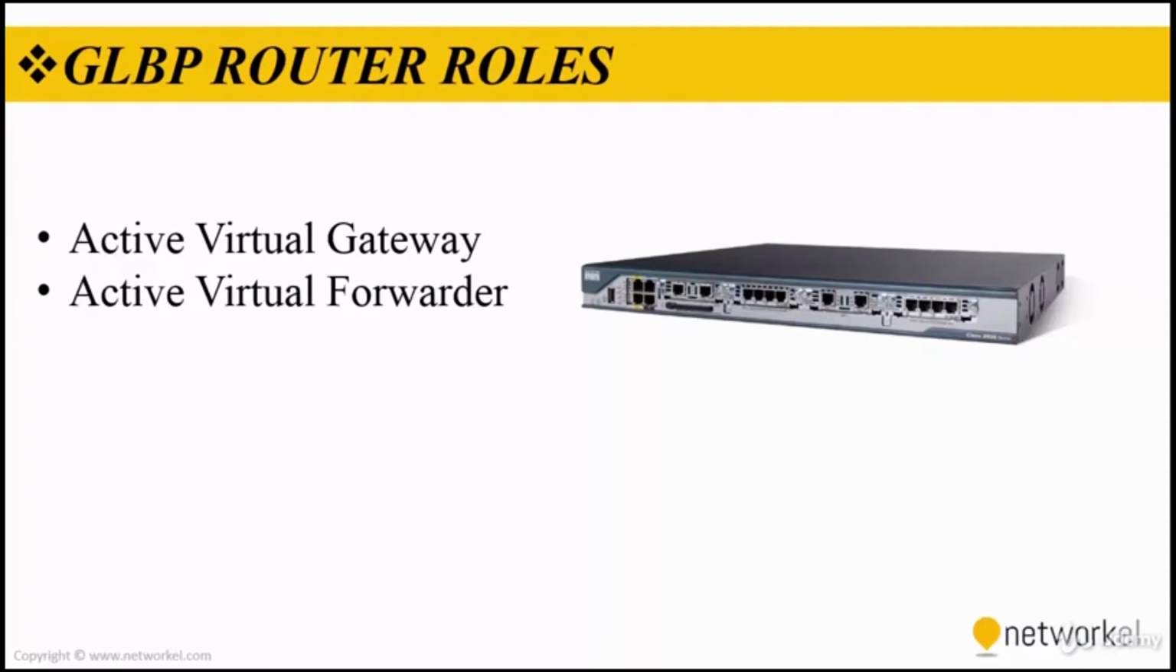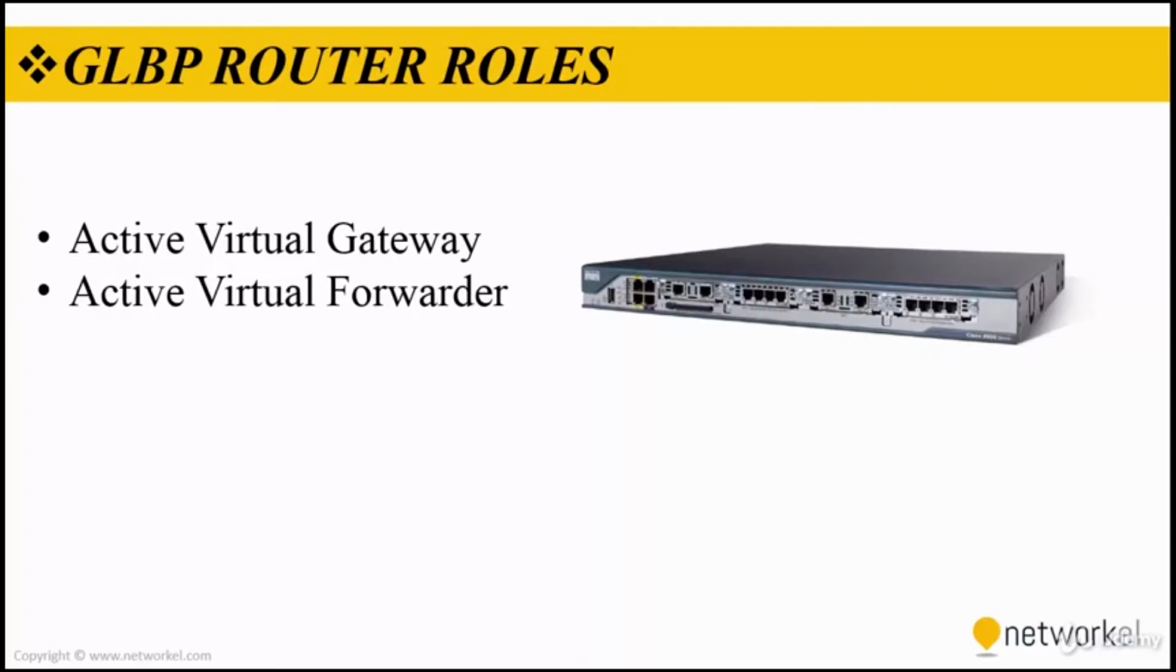There are two roles of routers in GLBP, and they are Active Virtual Gateway and Active Virtual Forwarder. The first one, in the Active Virtual Gateway, members of the GLBP group select a router as Active Virtual Gateway from among themselves. Other group members wait in standby to take action when AVG is inaccessible. Active Virtual Gateway assigns a virtual MAC address for each member of the GLBP group.